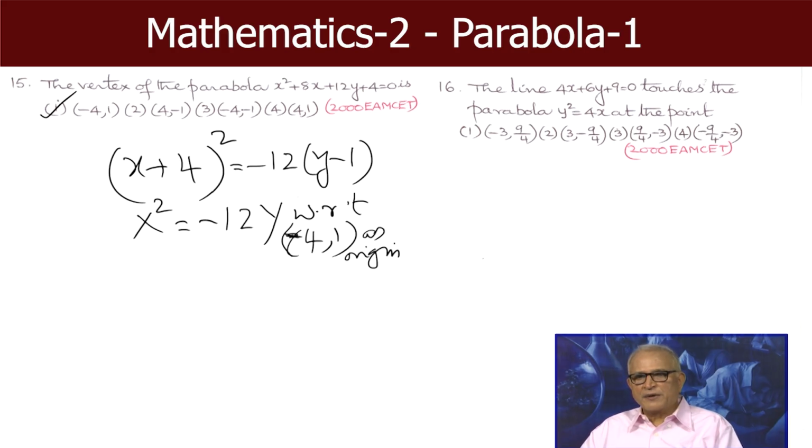The line 4x plus 6y plus 9 equal to 0 touches the parabola y square equal to 4x at the point. What is the point of contact of the line 4x plus 6y plus 9 equal to 0 with the parabola y square equal to 4x?